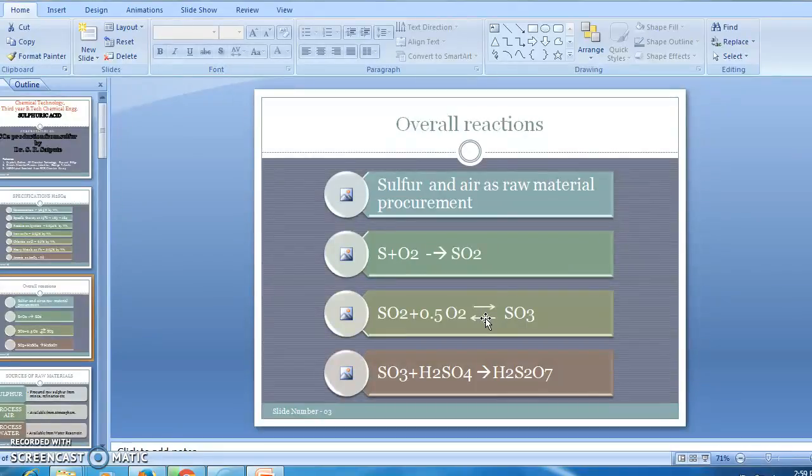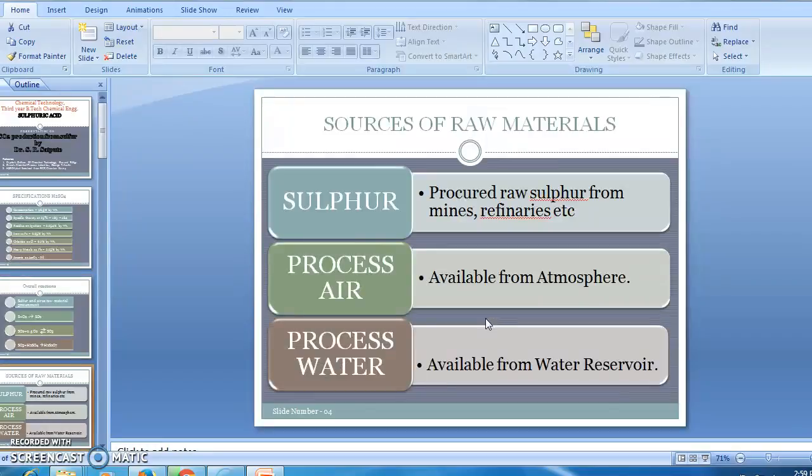It talks about three major reactions. It starts with sulfur and air as raw material, a reaction of sulfur and oxygen to give SO2, sulfur dioxide. The next part will be sulfur dioxide reacting with oxygen again to give sulfur trioxide, which is a very crucial reaction. And the last one is absorption of SO3 to give you the final product.